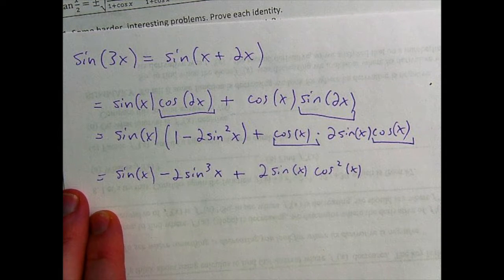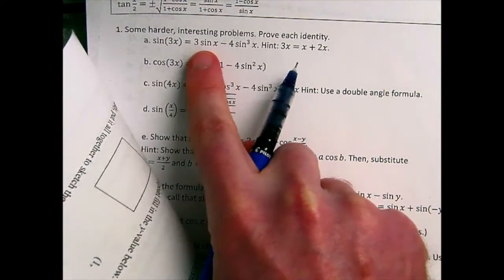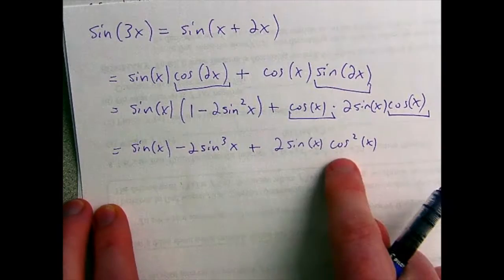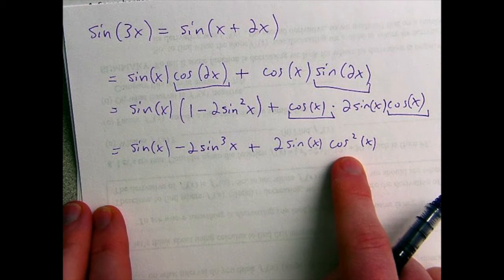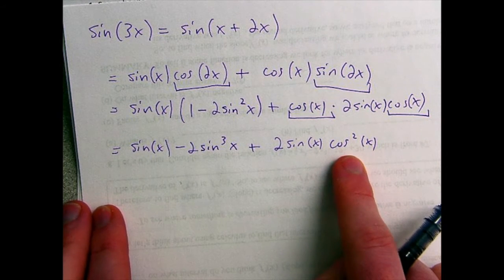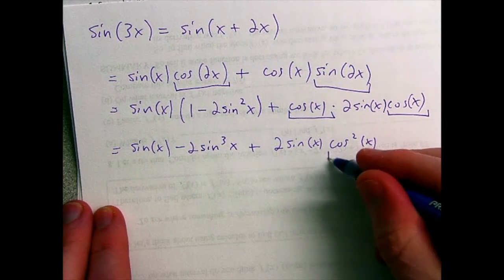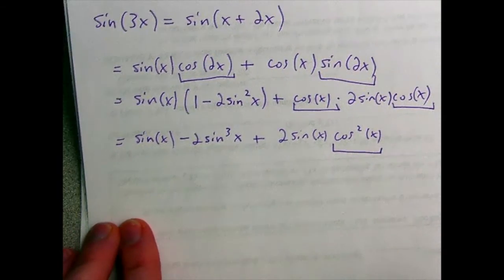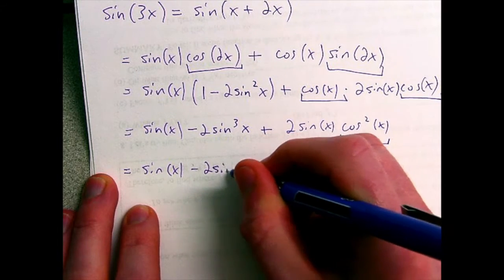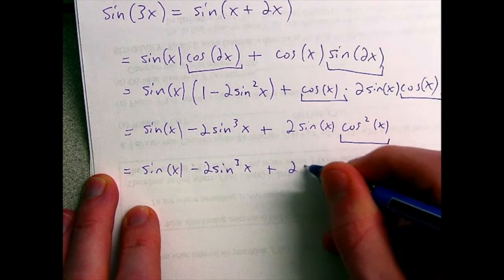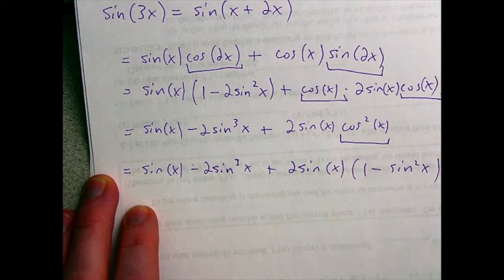Now, as I said, the expression that we're trying to turn this into only involves sine, and our expression right now still involves a cosine. So we've got this cosine squared, and wouldn't it be nice if there were a way to replace the cosine squared with something only involving sine? Of course there is. We can replace the cosine squared with 1 minus sine squared. So that's what I'll do. So I have sine of x minus 2 sine to the third x plus 2 sine of x times 1 minus sine squared x. Okay?